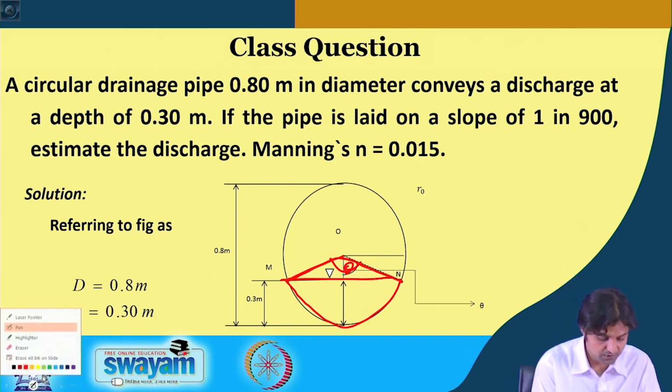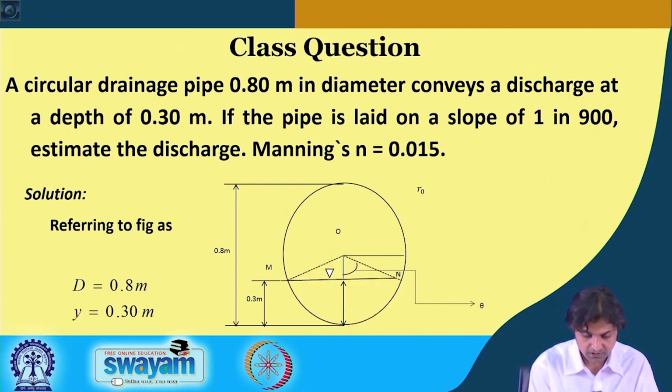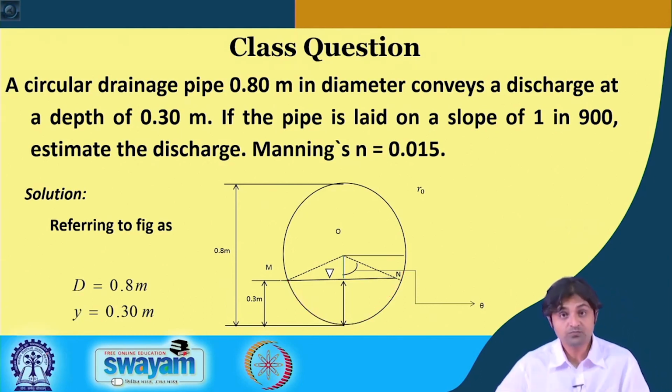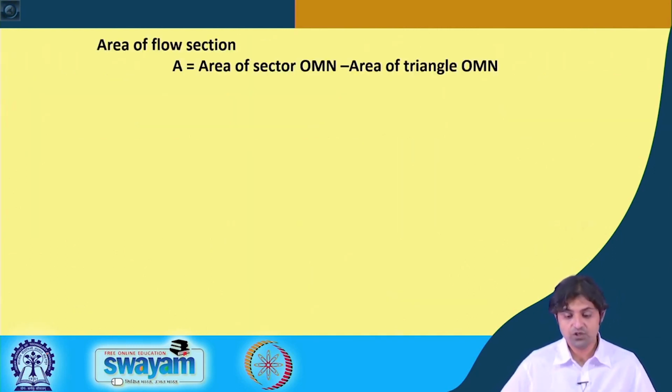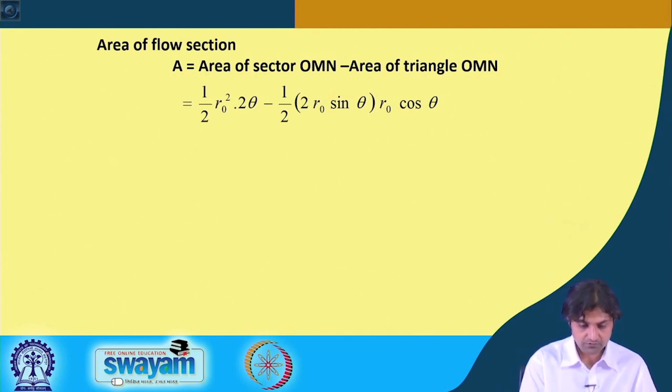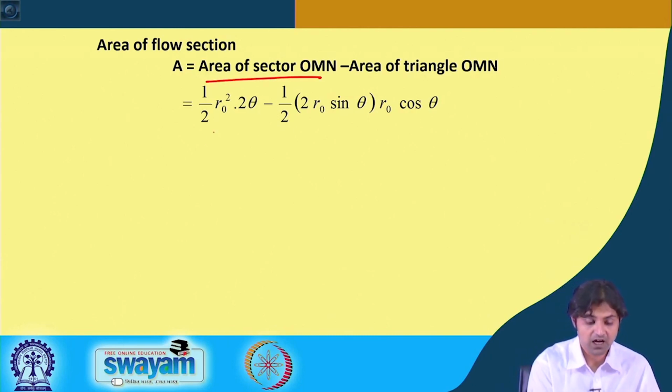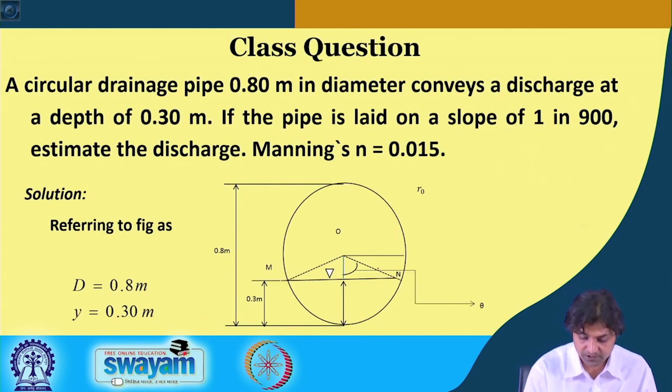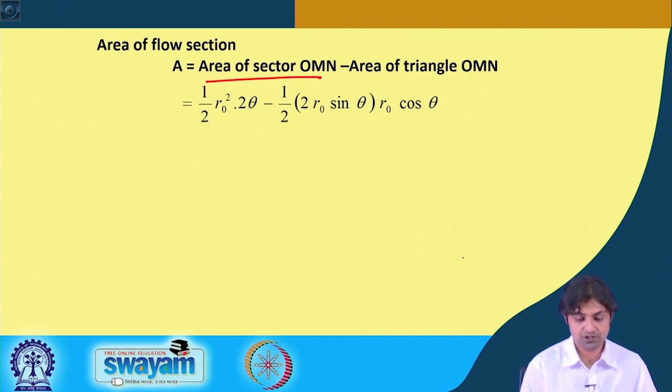The same goes for the wetted perimeter, this is the wetted part. Now, the question is how to find that. As I said, area of the sector OMN minus area of the triangle OMN. The area of the sector OMN is very simple, half r square into 2 theta. If this is theta, then this is 2 theta. And the area of the triangle is half base into height.